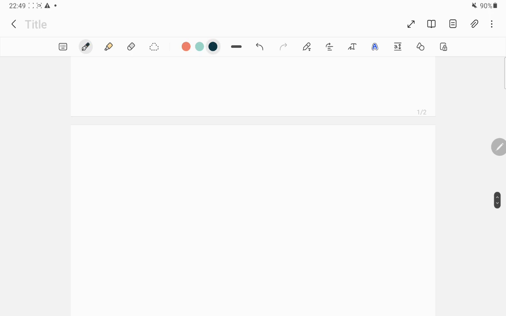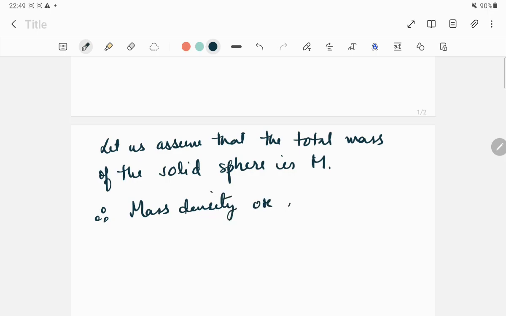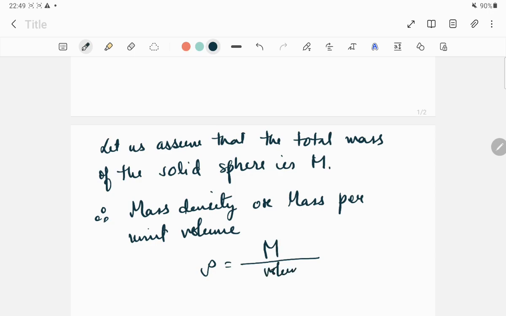Before proceeding, let us define a few simple things. First of all, let us assume that the total mass of the solid sphere is capital M. Therefore, the mass density, or mass per unit volume, rho, is given by mass per volume.